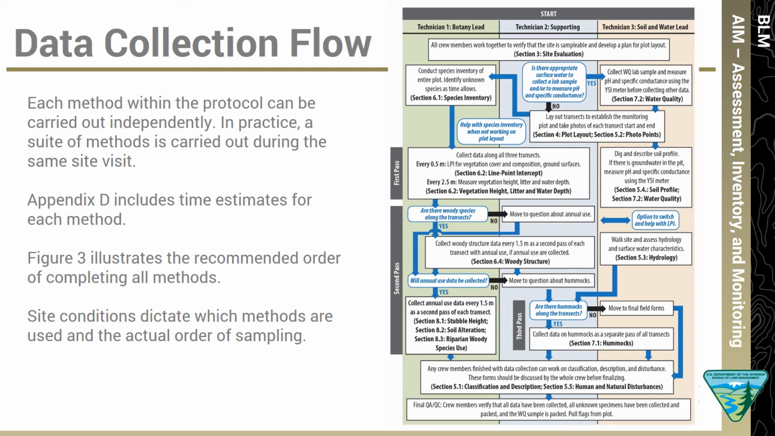I will not go through this flowchart in detail because it is hard to understand how the pieces fit together before learning each method, but it is important to see that there is a recommended flow that maximizes efficient data collection at each site. While this flow is recommended, site conditions and monitoring objectives will dictate which methods are used and the actual order of sampling. For instance, not all sites have surface water, woody vegetation, or hummocks. Given the diversity of vegetation of riparian and wetland systems, sampling will be different at each site visited.